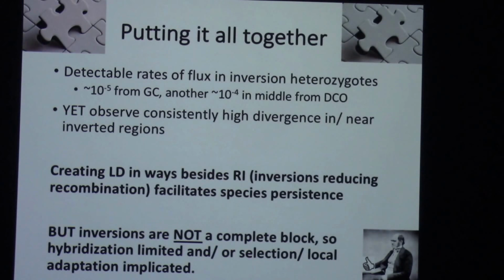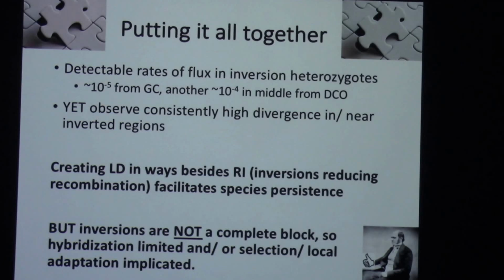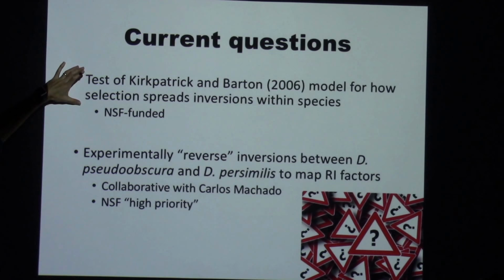We actually have a couple of things in progress right now. Actually, I guess not even really in progress. We have just had word from NSF on those, so that counts as in progress. This is a project completely designed by my postdoc here, Samuk, but he's doing a test of the Kirkpatrick and Barton model for how selection might spread inversions within species.